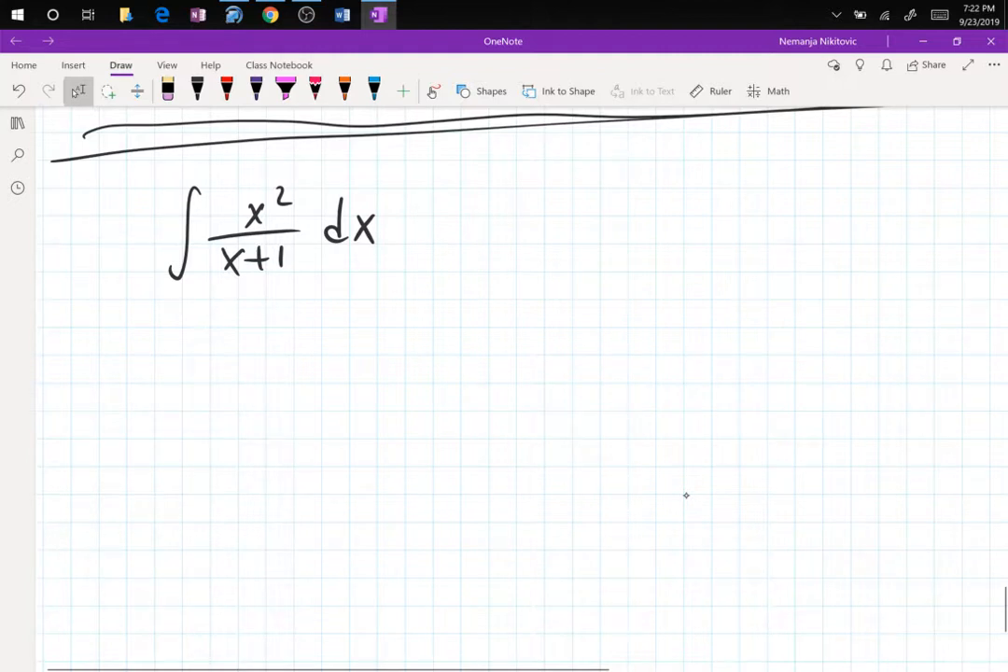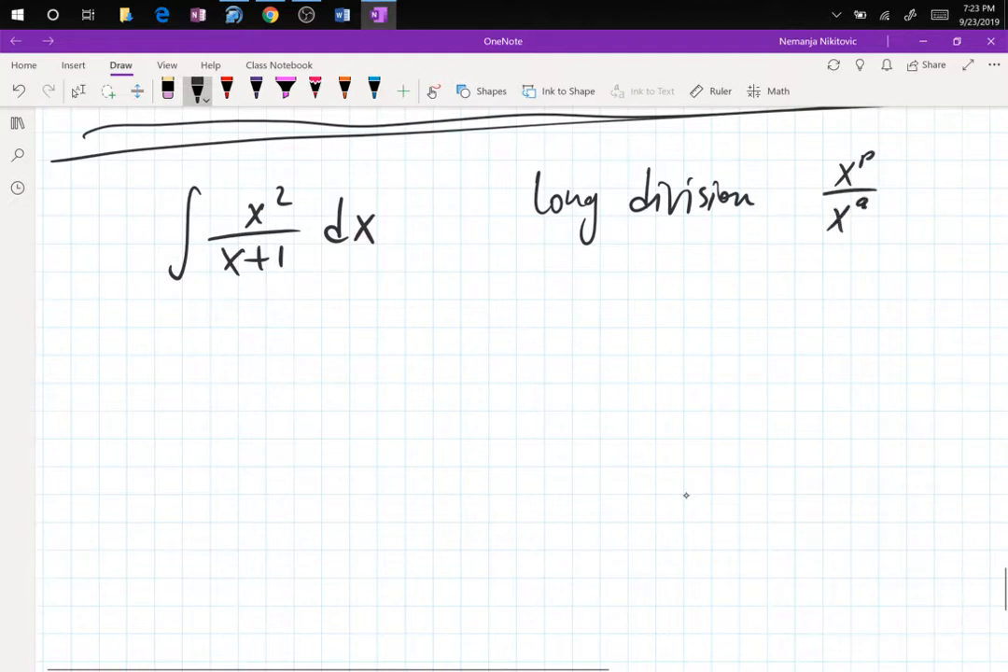All right, let's take a look at this problem. Solve this problem in 2 or 3 ways or 5 ways, whatever we can master. Let's start with long division because we said x to the p over x to the q, where p is bigger or equal than q, should trigger long division, meaning exponents are the same or higher exponent in the numerator.